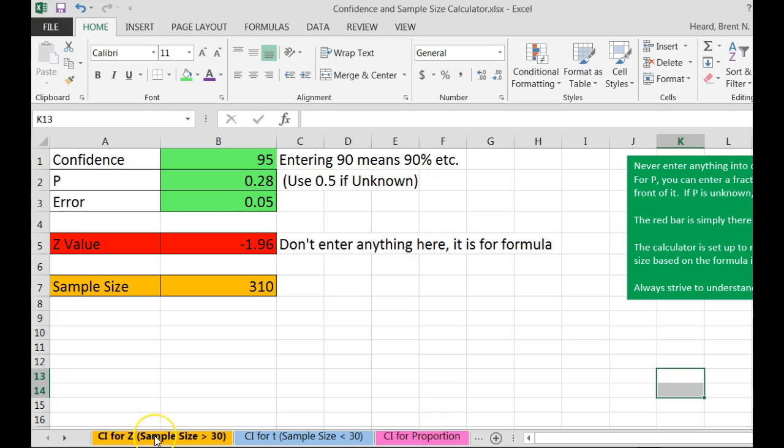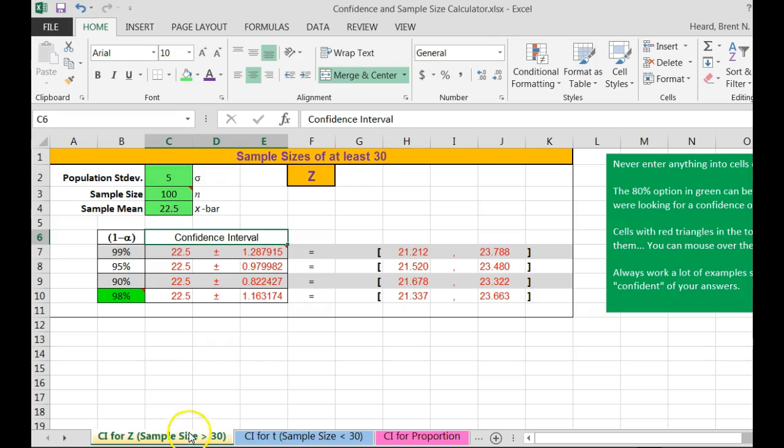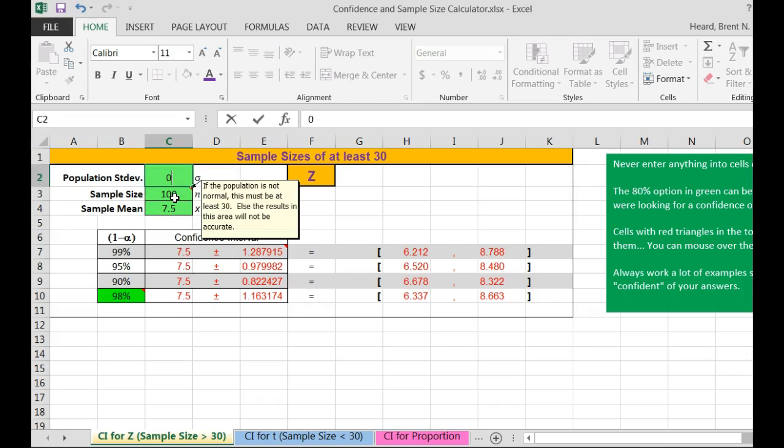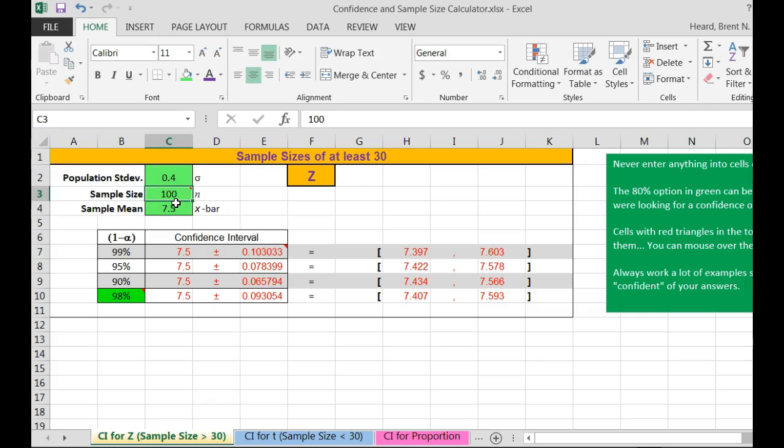So on this one, I'm going to make sure I click down there. The confidence interval for Z. Okay, the confidence is 95%. X bar is 7.5. Let's see, so I'm going to put in 7.5. The sigma is 0.4, the population standard deviation 0.4. Sample size is 65, bazinga.